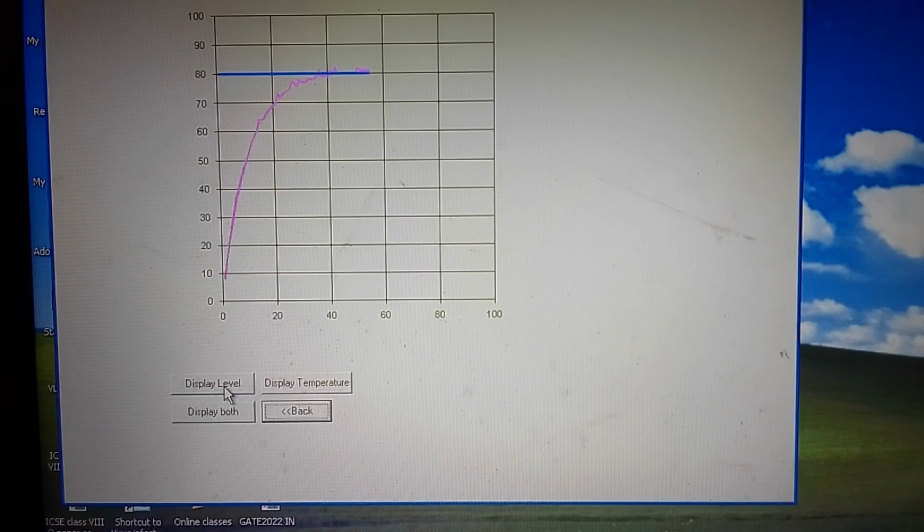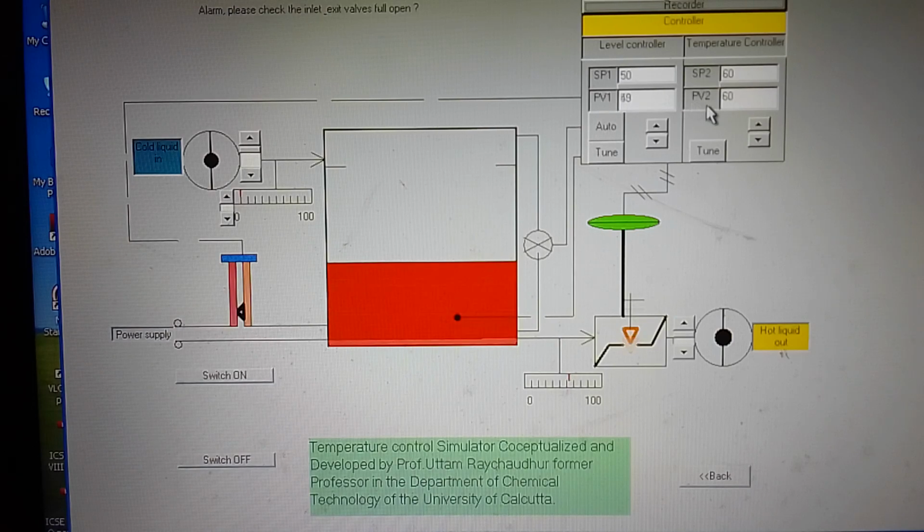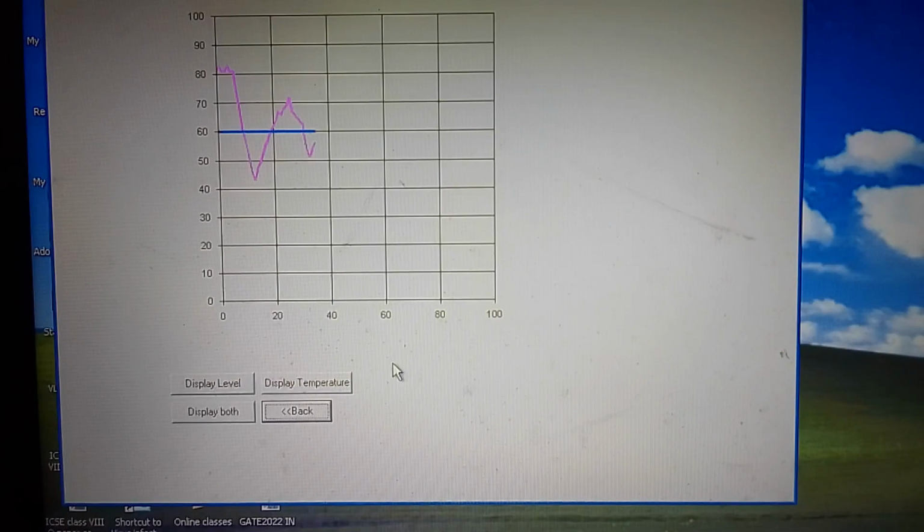Display both, the level first. The level has already reached 50%. Then display the temperature. The temperature is trying to reach 60 degrees centigrade, plus or minus 60. You can see the recorder display the temperature. It is reaching 60 centigrade with a small amount of fluctuation.